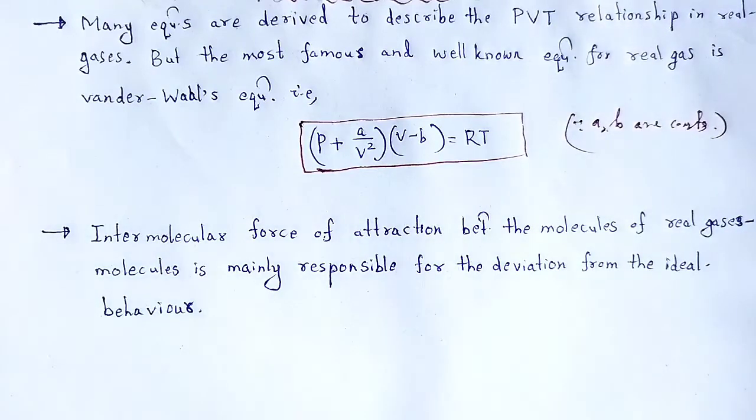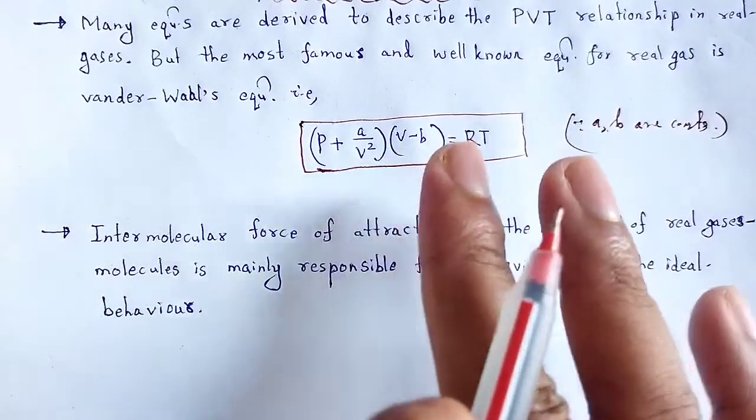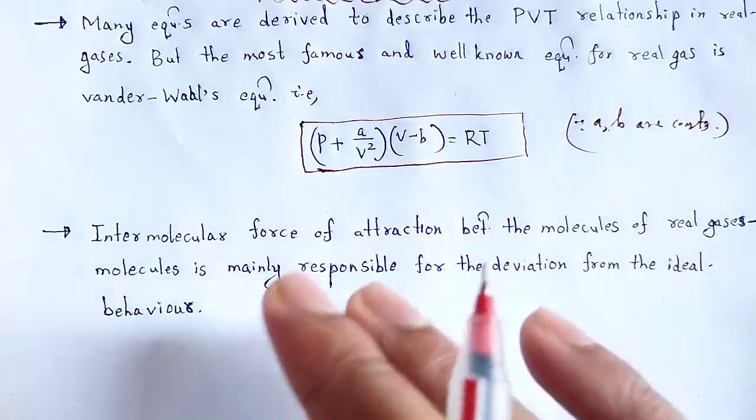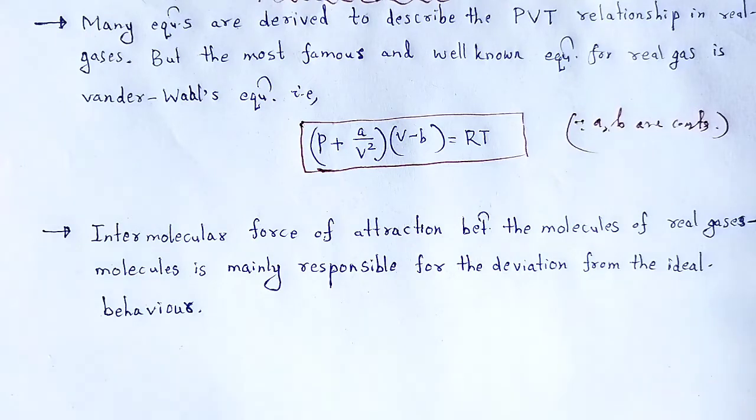As we know, how do the real gases deviate from ideal gases? What is the basic reason on which basis we say that real gases deviate from ideal gases? What should be the difference between these two?